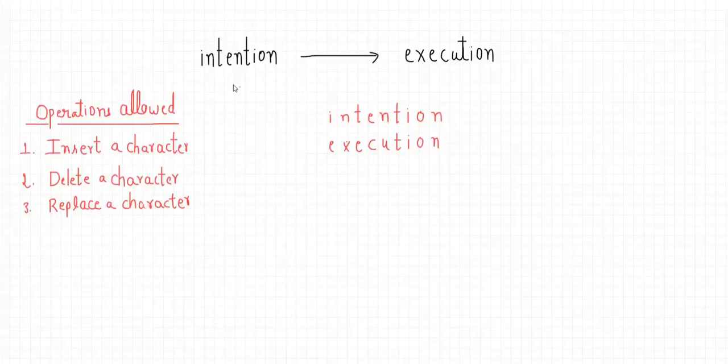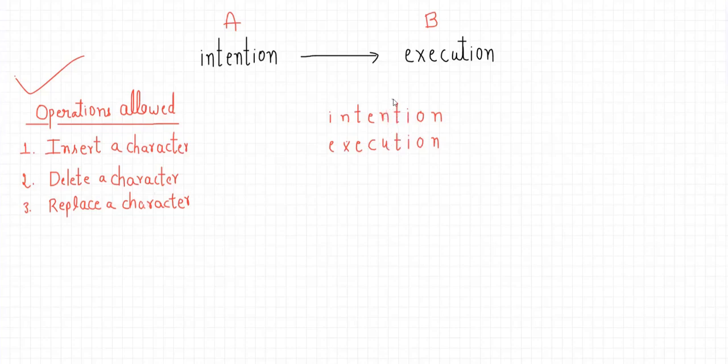So here we have string A, which is intention. We have to convert it into string B. Okay, and these are the operations which are allowed. So let's see how we can do this. If we move from the last character, they are matching, so we skip to the second last. They are also matching. O is matching with O, then we move to the previous character. I is matching with I, so we move to the previous character.